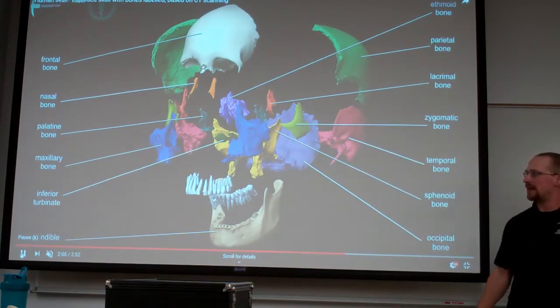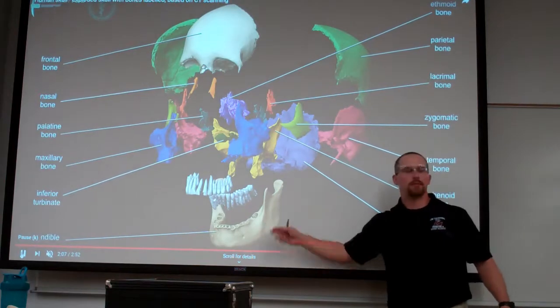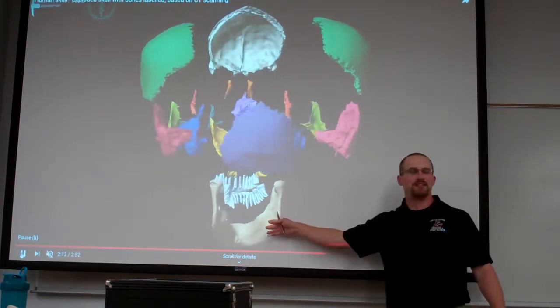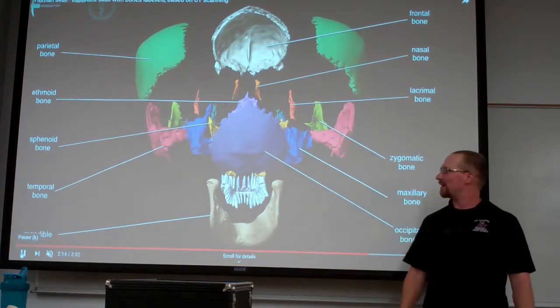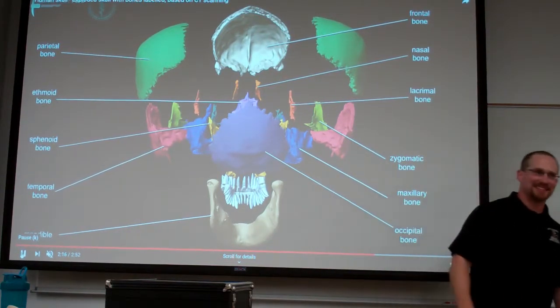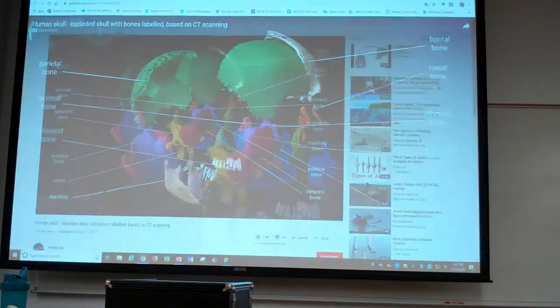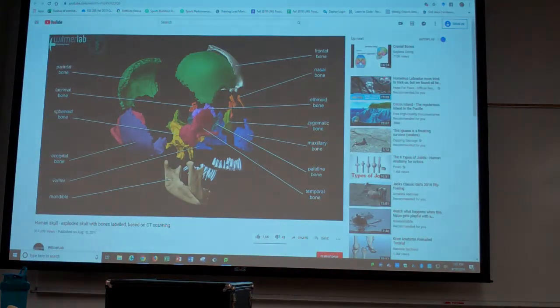It's pretty snazzy, and I want to know the guy who came up with the computer generation graphics, how they did this. I don't know how you do that. It's just phenomenal. But again, feel free to use that if you want to get a better 3D view of what a skull looks like and all the bones together.